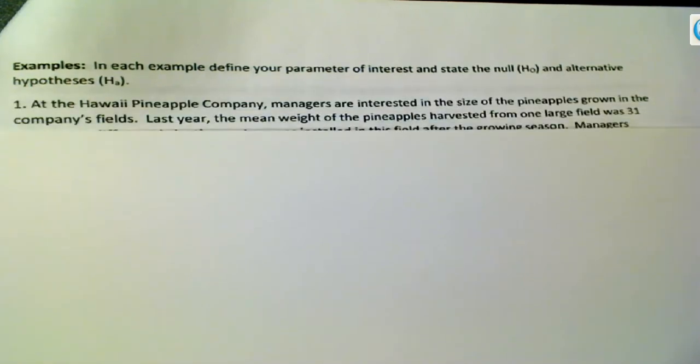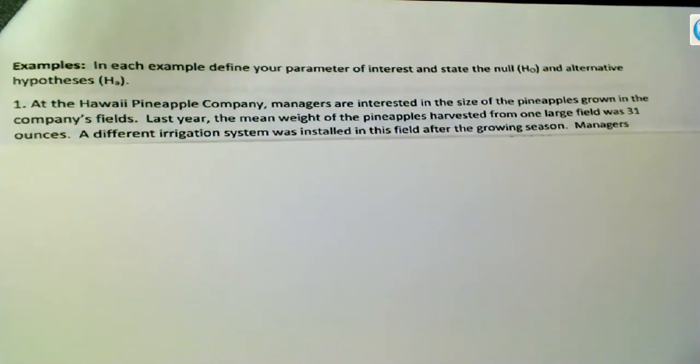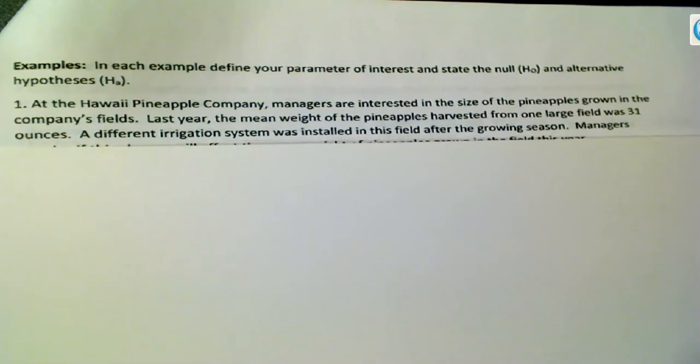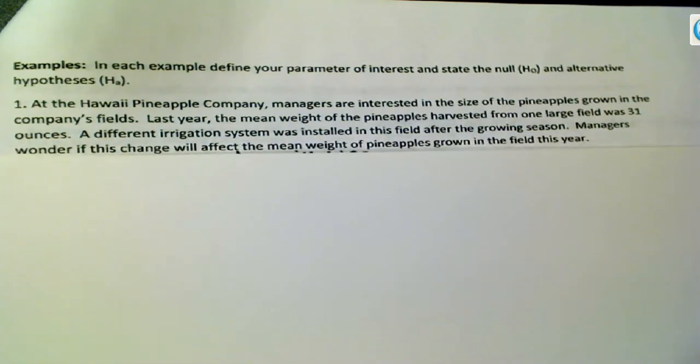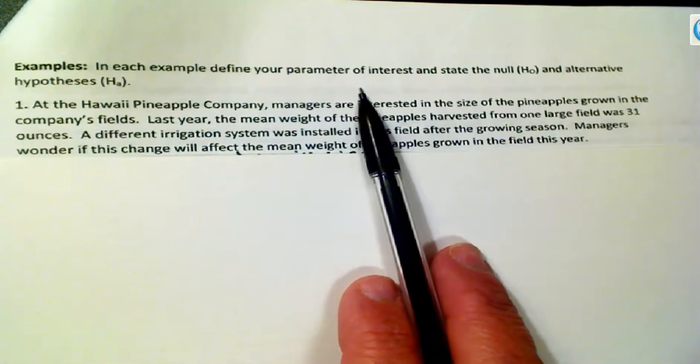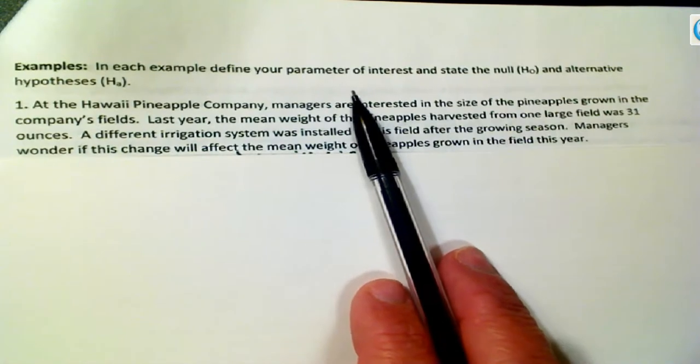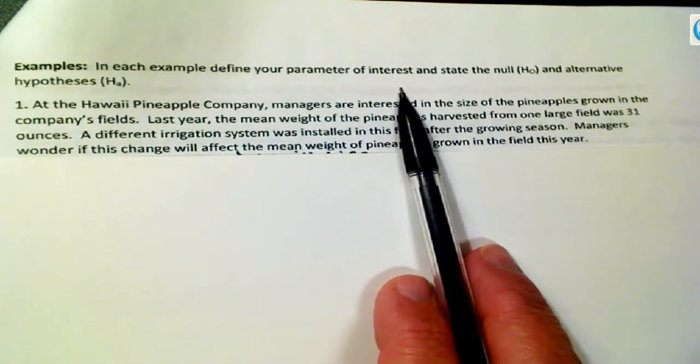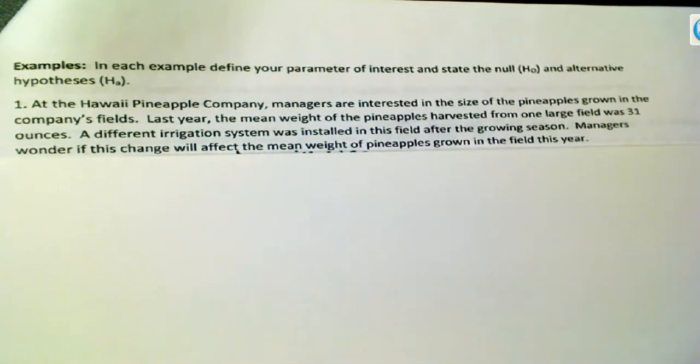Okay, so it says at the Hawaiian Pineapple Company, managers are interested in the size of the pineapples grown in the company's fields. Last year, the mean weight of the pineapples harvested from one large field was 31 ounces. A different irrigation system was installed in the field after the growing season. Managers wonder if this change will affect the mean weight of the pineapples grown in the field this year. So you're supposed to talk about what your parameter of interest is, like what is the population that you're discussing, and then state the Ho and the Ha.